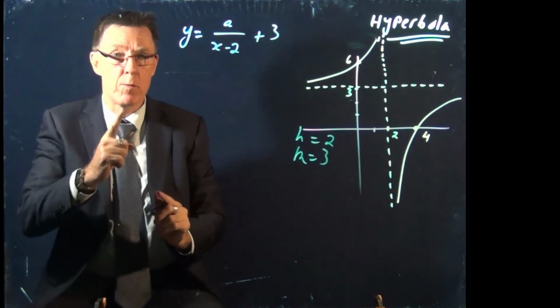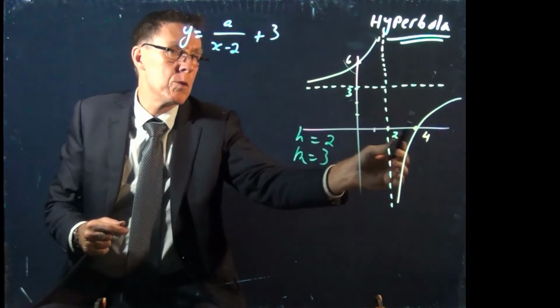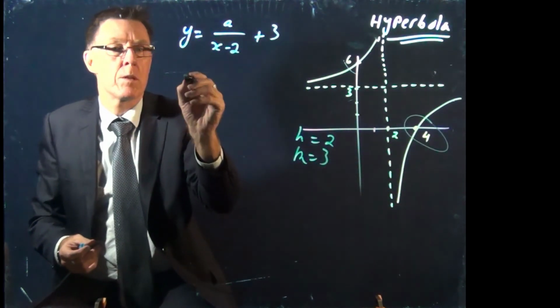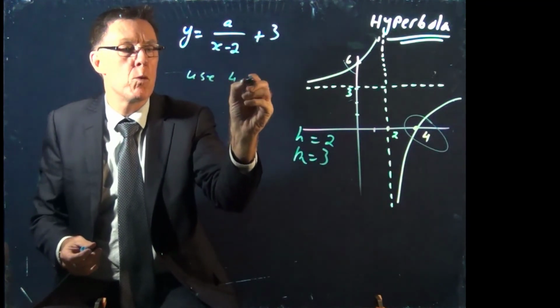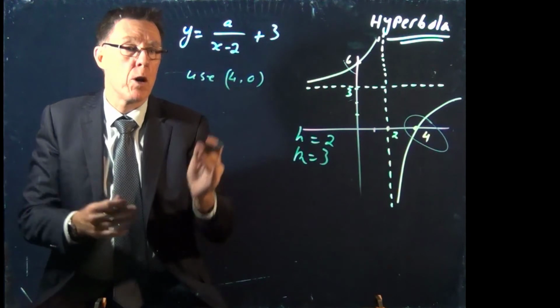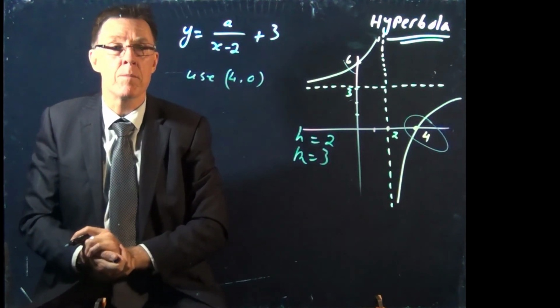I just need one more piece of information from the graph, and I could use this coordinate or I could use this coordinate. It doesn't really matter. I'm going to use this one. So I'm going to use the point 40 and put it in. You might like to pause the video now, have a go, put 40 in and see what a value you end up with and see if we agree.